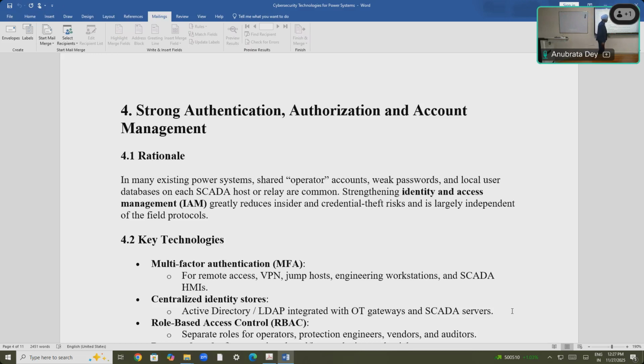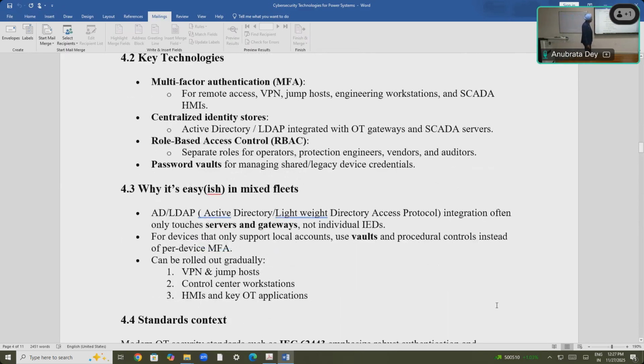authentication, okay? So strengthening identity and access management, that's what we call IAM, okay? And what are the key technologies that are used is multi-factor authentication, which we are all familiar with, okay? Remote access to VPN or jump hosts, okay? Workstations or SCADA HMI, okay? There is central identity store, okay? Which is basically an Active Directory, which is integrated with the OT gateways, right? And you could use that along with firewall. And we talked about the role-based access control, who gets to do what, separate operators, engineers, and vendors and auditors, right? Separate them from there.